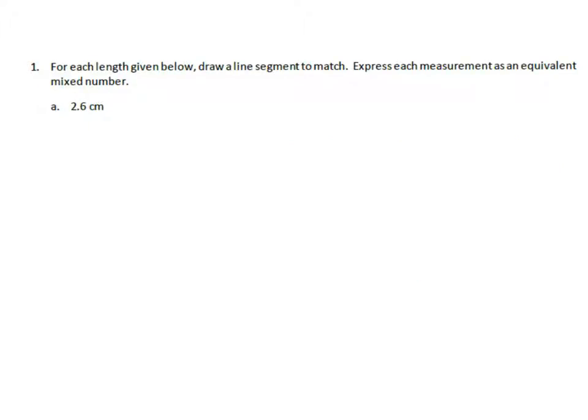It says to express each measurement as an equivalent mixed number. For letter A, we have 2 6/10 centimeters. That means we have 2 ones, or whole pieces. That's our big kahuna. And our fraction is 6/10.